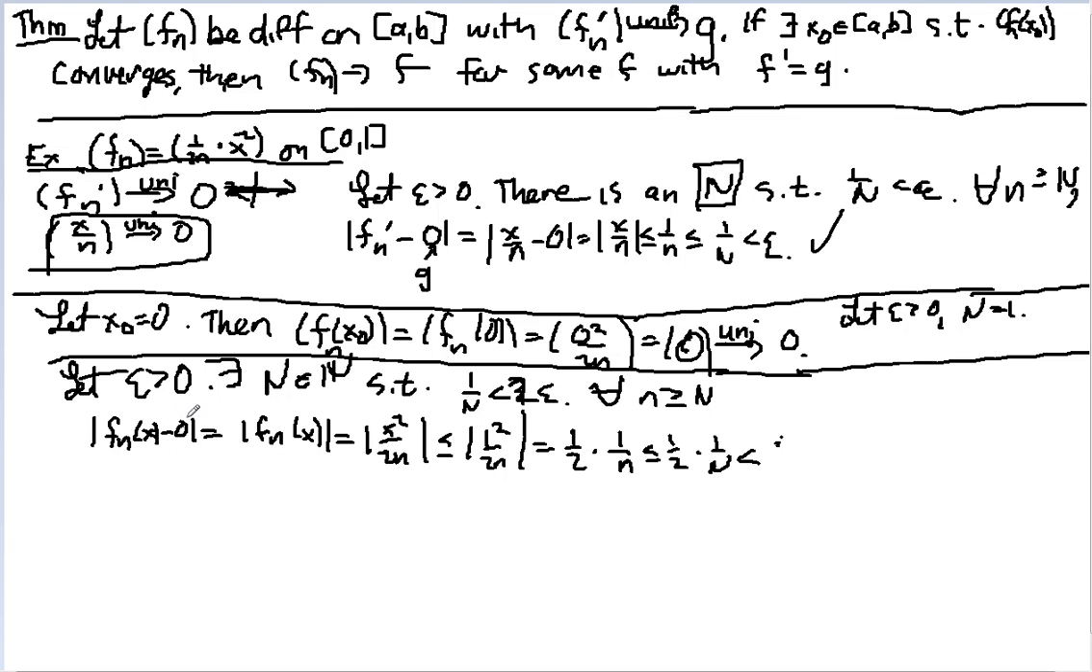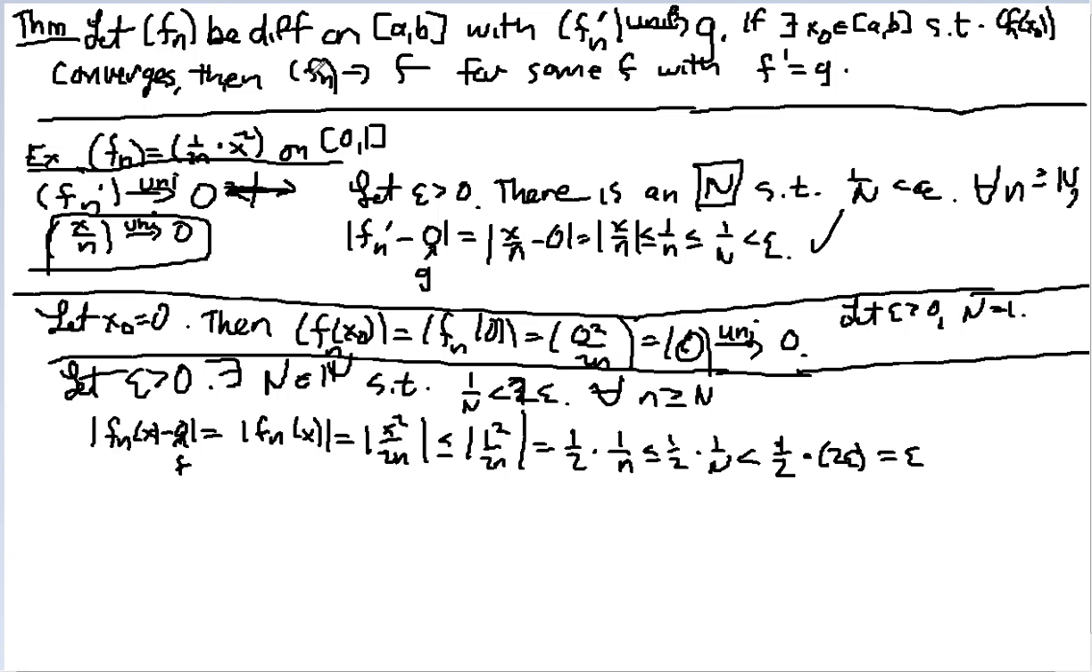Let epsilon be bigger than 0. By the Archimedean principle, there exists a capital N such that 1 over n is less than 2 epsilon. For all little n bigger than or equal to capital N, this minus the limiting function. So here now my f is equal to 0. Well, subtract 0, you get that x squared over 2n is less than or equal to 1 squared over 2n, which is 1 over 2n, which I can separate like that: 1 half times 1 over n is less than or equal to 1 half times 2 epsilon, which equals epsilon.